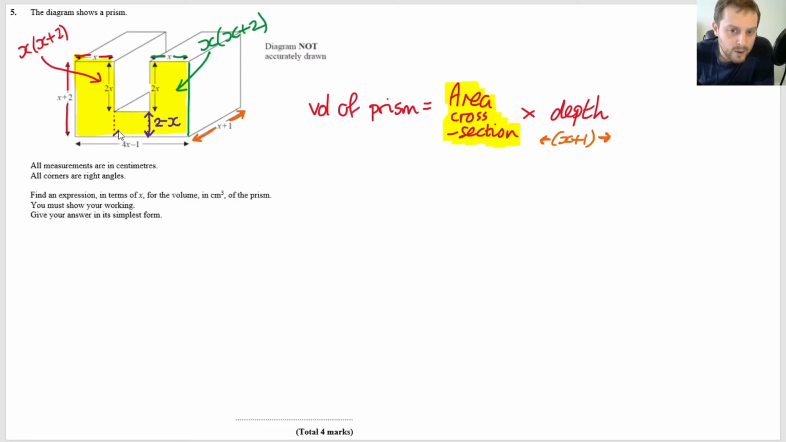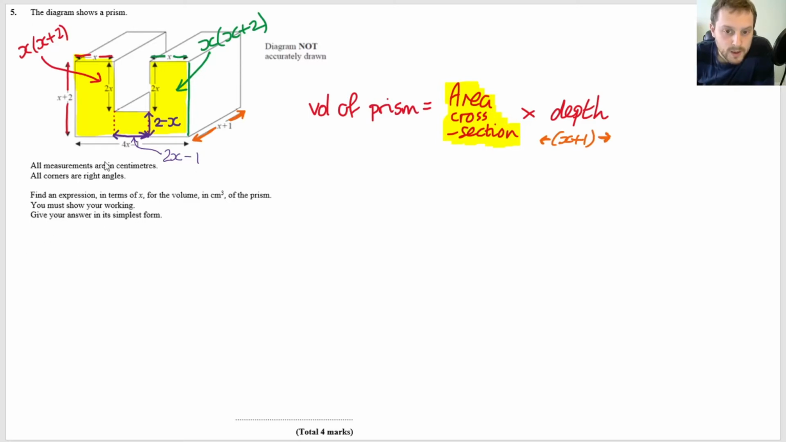And then I've also got to figure out this. So in total, we've got 4x minus 1 along the bottom. I need to take away this x, and this will leave me with how wide this part is. So this is, well, it's getting a bit confusing. Let me just write it here. So this will be 2x minus 1.